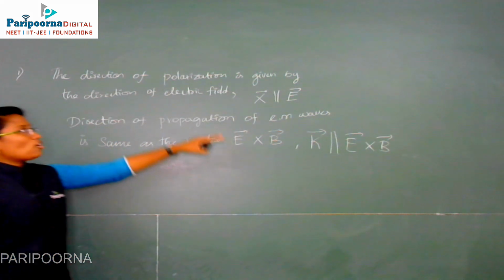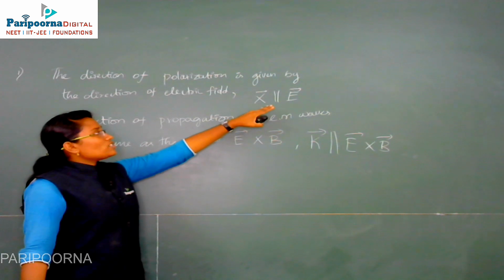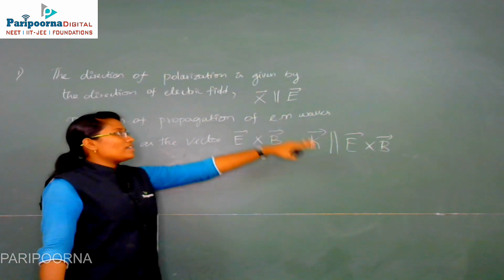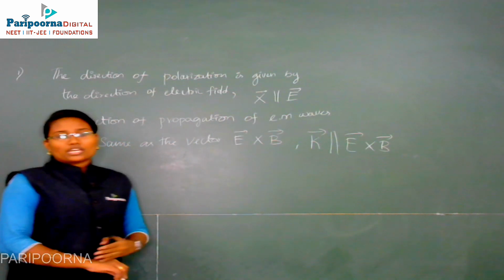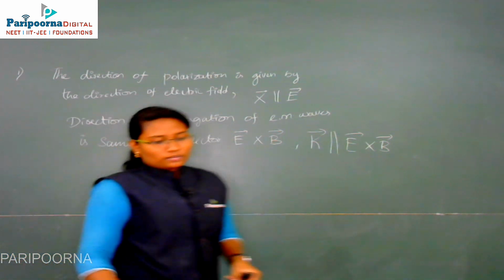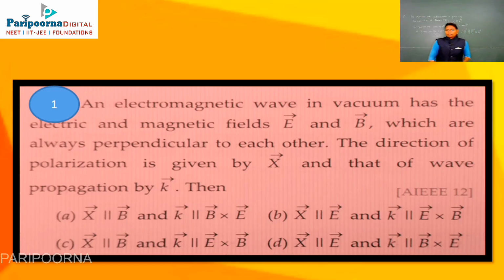So, let us find the option where x vector is parallel to E vector, likewise K vector is parallel to E into B. So, where can you find this answer? In option B. So, option B is the right answer.